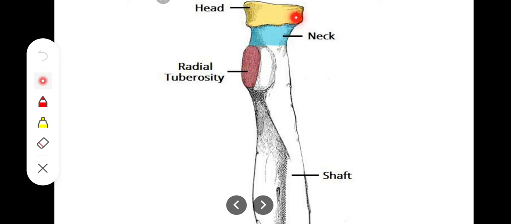Now the head basically comes in contact with the humerus on its capitulum and forms the elbow joint, right? So basically the upper part of the radius is forming two main joints, the elbow joint with the capitulum of the humerus, and the superior radio-ulnar joint with the radial notch of ulna, right? So these are the two important parts of the upper part of the radius.